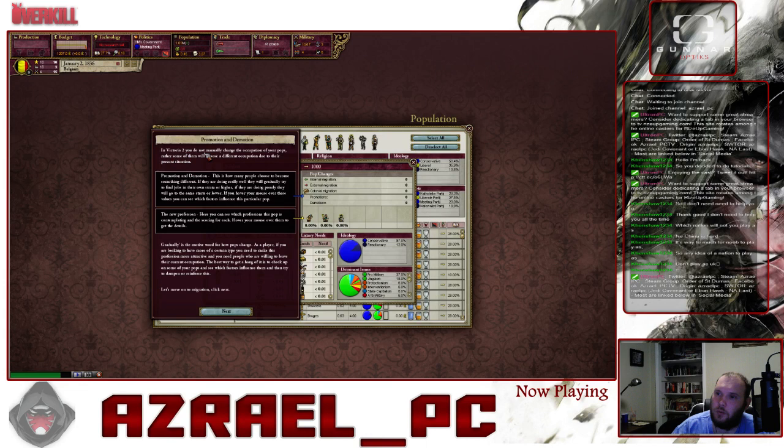In Victoria 2, you do not manually change the occupation of your POPs. Rather, some of them will choose a different occupation due to their present situation. Promotion and demotion. This is how many people choose to become something different. If they are doing really well, they will gradually try to find jobs in their own strata or higher. If they are doing poorly, they will go to the same strata or lower. If you hover your mouse over these values, you will see which factors influence this particular POP.